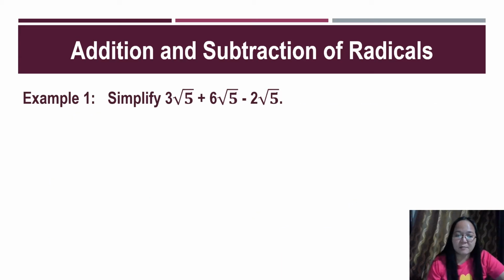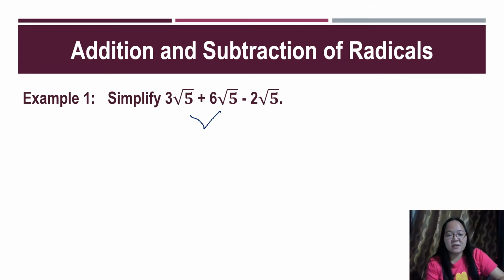Let's have more examples. Simplify 3 square root of 5 plus 6 square root of 5 minus 2 square root of 5. So we will perform the operations from left to right. So first we have 3 square root of 5 plus 6 square root of 5. These are similar radicals because we have the same indices and same radicands.